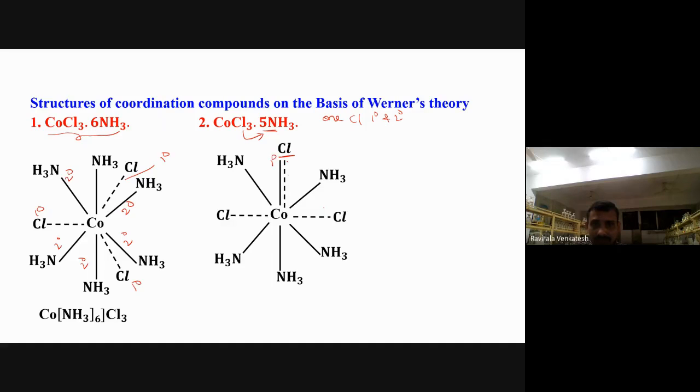Both primary valency and secondary. This is only secondary valency. This one is primary, only primary here. This is secondary valency, secondary valency, secondary valency, primary valency, secondary valency. Okay. Now how to make the formula here?